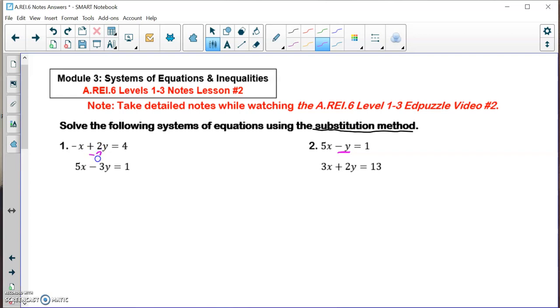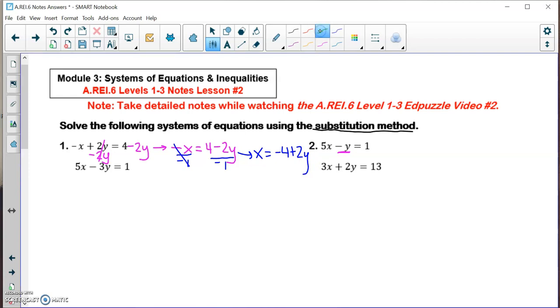I'm going to isolate x in my top equation by subtracting 2y. And now I have negative x is equal to 4 minus 2y. And now I need to divide by negative 1 to get x isolated. And I wind up with x is equal to negative 4 plus 2y.